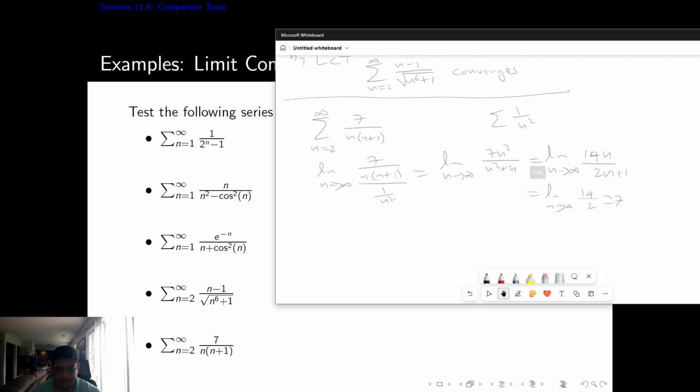And because it's bigger than 0, by the limit comparison test again, we have that this series from 2 to infinity of 7 over n plus 1 converges. Okay? And so those are some examples of the limit comparison test.